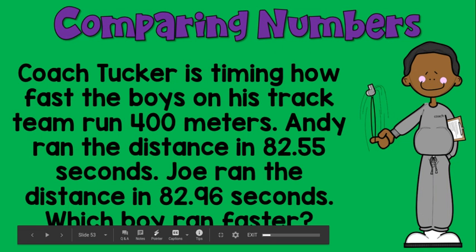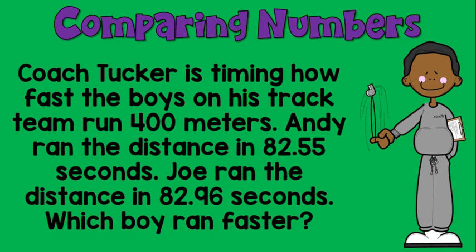So, comparing numbers. Coach Tucker is timing how fast the boys on his track team run 400 meters. Andy ran the distance in 82 and 55 hundredths of a second. Joe ran the distance in 82 and 96 hundredths of a second. Which boy ran faster?